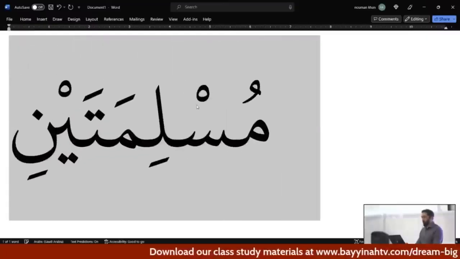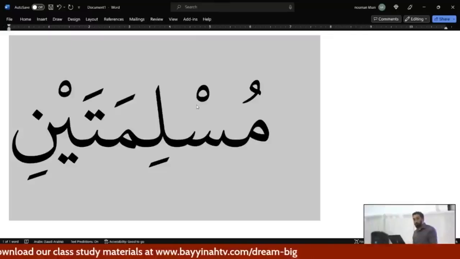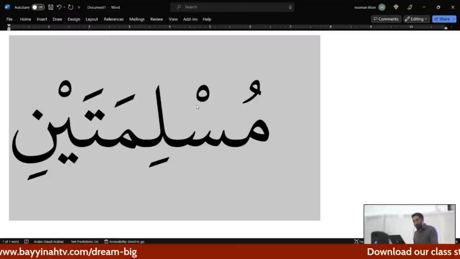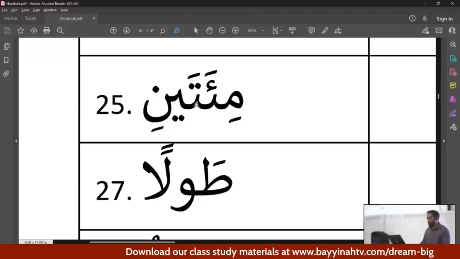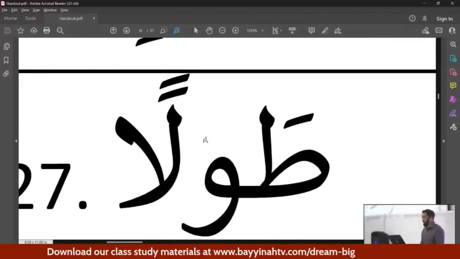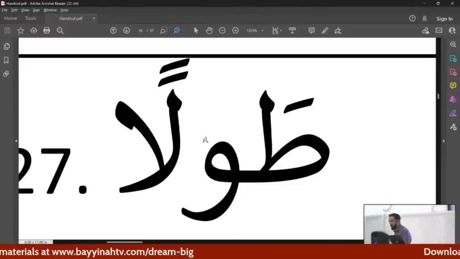Do you remember this on page 6? Was this different from muslimaini? Muslimaini and muslimataini, are they the same? You got it? Nasab or jar, 2. Okay, tawlan. Tawlan means financial means. Financial capability, tawlan.